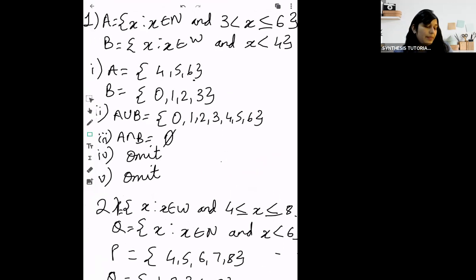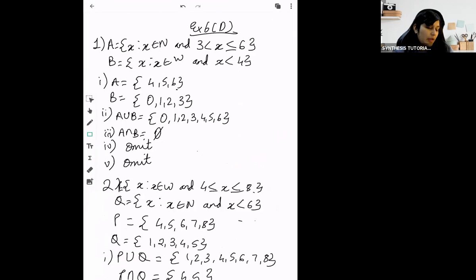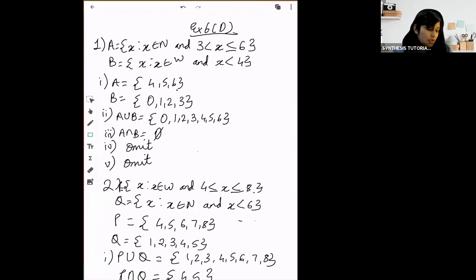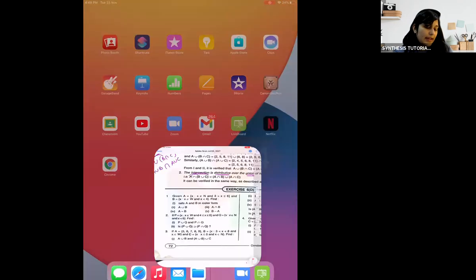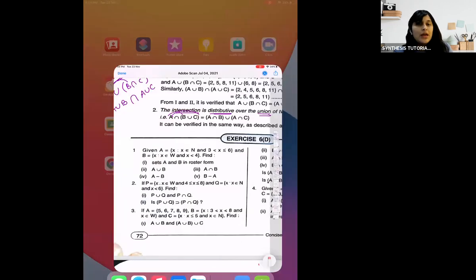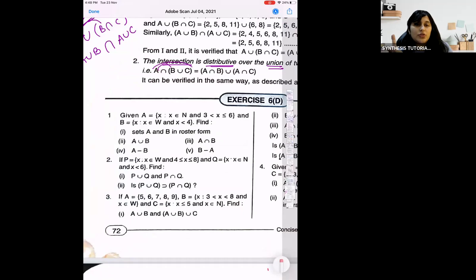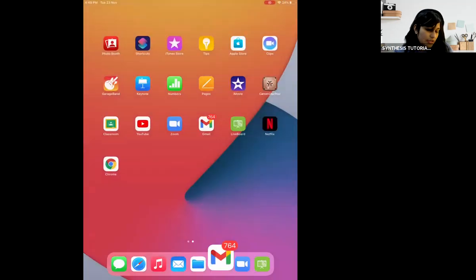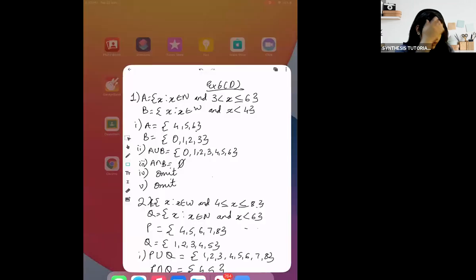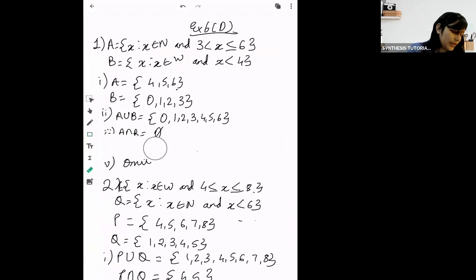पहले आपने A और B के elements लिख दिए. Okay, so that's the first question. First, you write sets A and B in roster form. Next is you find A union B, then you find A intersection B, and then A minus B and B minus A. Pretty easy actually, guys. So it's just firstly, अच्छा आपको ये omit नहीं है. Okay, sorry. Okay, we'll do that.